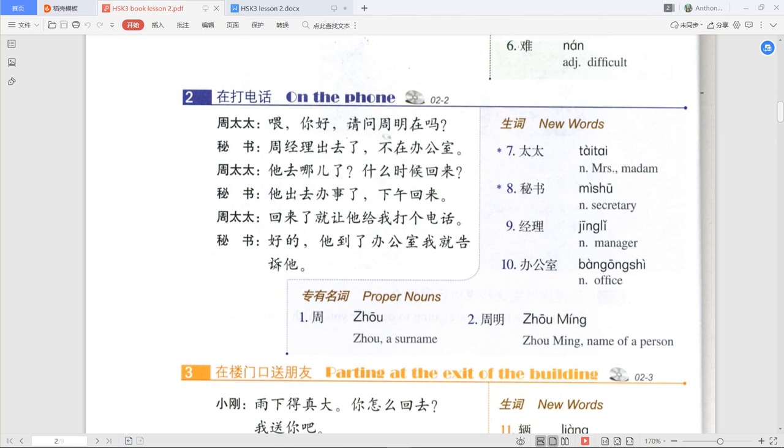喂, 你好, 请问周明在吗? 喂, hello on the phone. 你好, hello. 请问: 请 means please, 问 means ask. It does not mean please ask, it means may I ask. So it's a polite way to ask a question. 请问, may I ask, 周明在吗? 在 means at, 吗 question. 在吗 means is he here? Is he there? Is Zhou Ming there?